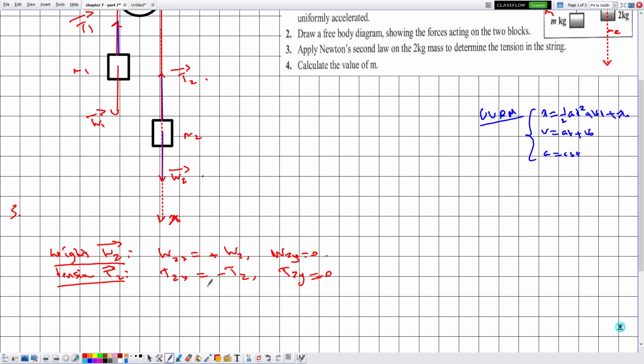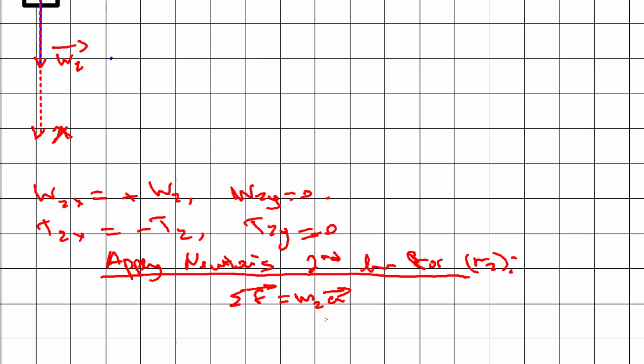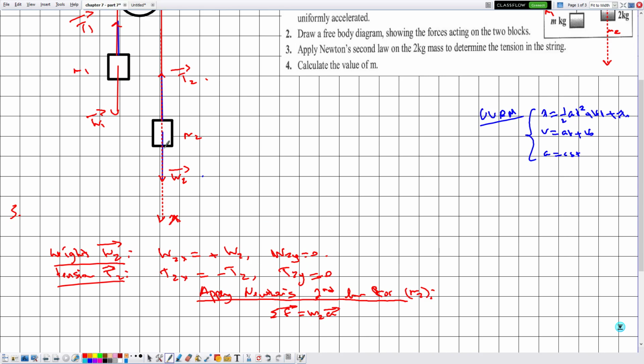Now we can apply Newton's second law for M2, and it's given by the sum of forces is equal to M2A. Here we need to be careful that this is the mass related to block 2. So we have W2 plus T2 is equal to M2A.